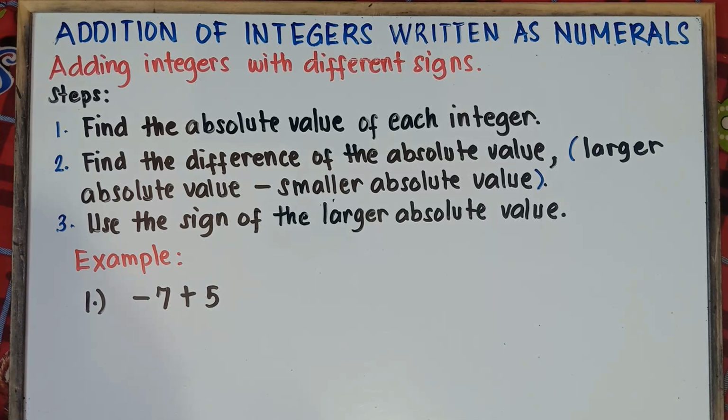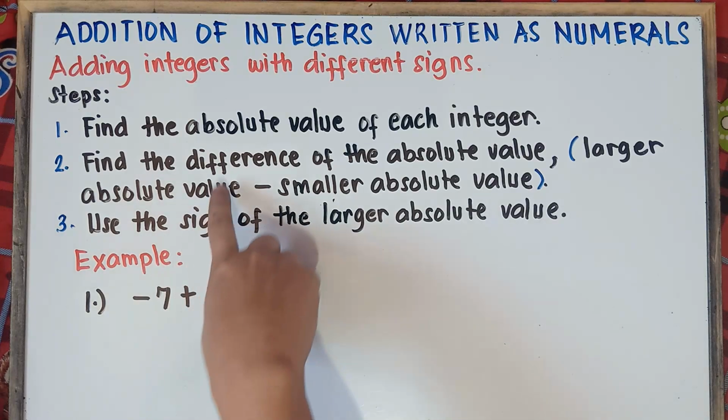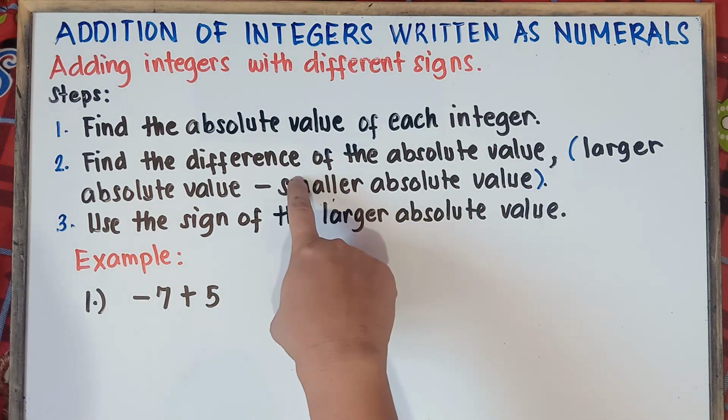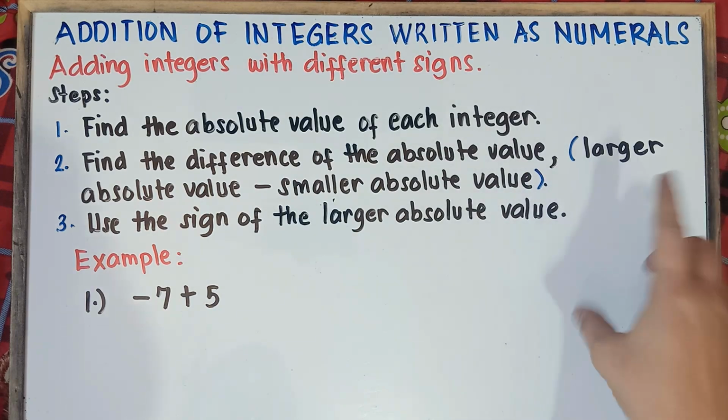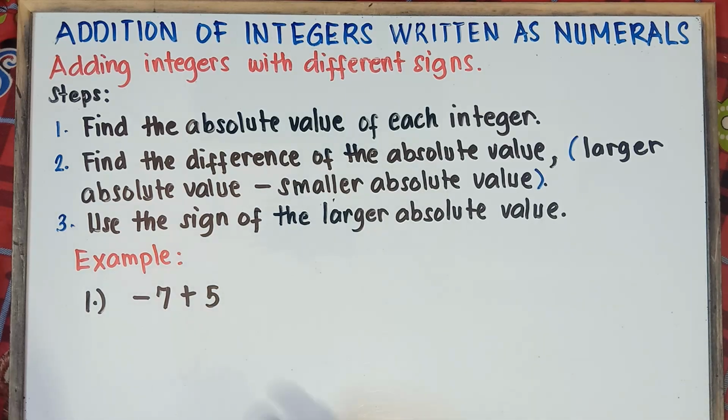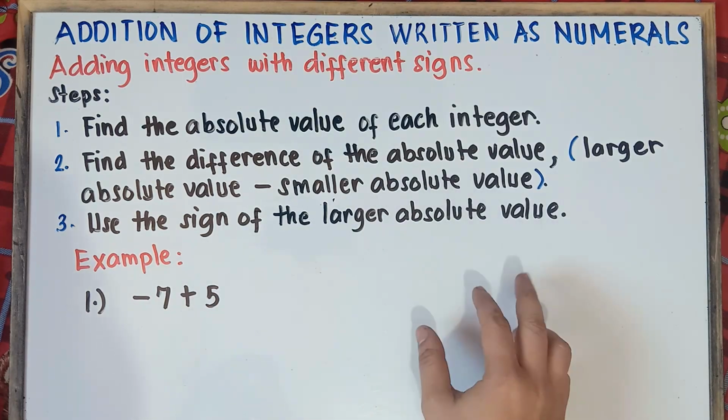Alright, so let's proceed now to adding integers with different signs. These are the following steps. Once again, class, we do have a shortcut way on how to add integers with different signs. But before that, we need to know the proper way to add integers with different signs. And these are the following steps. Step 1, find the absolute value of each integer. Step 2, find the difference of the absolute values, that would be the larger absolute value minus the smaller absolute value. And then step 3, use the sign of the larger absolute value.